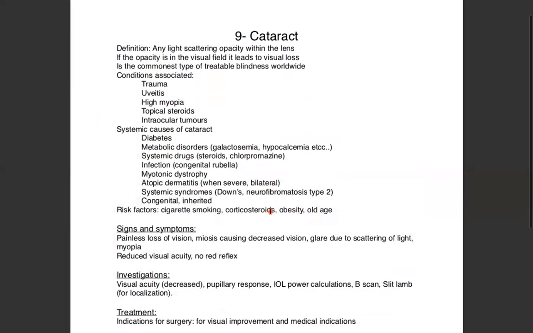Okay. Next we have cataracts. Super important as well. One of the biggest and most important causes of blindness. The idea is that we have a lens that is no longer clear. The lens becomes opaque, so it leads to visual loss. It's the commonest cause of treatable blindness worldwide. So cataract is the most common cause of blindness, but treatable blindness. And that's a good thing about it, that it can be treated completely.